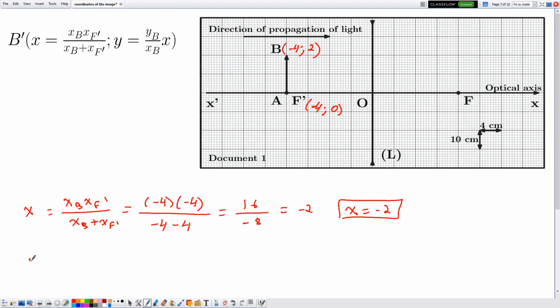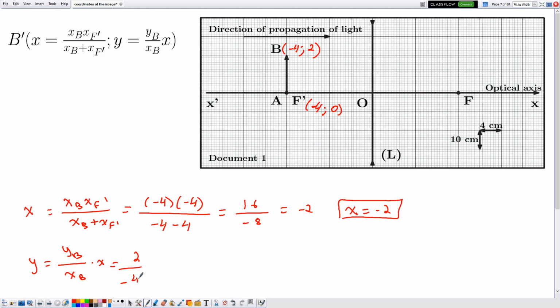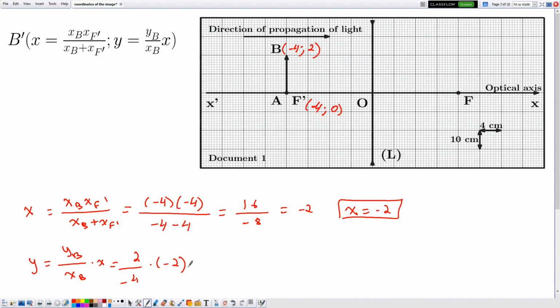Now the value of y, which is given by yB divided by xB multiplied by x, so the value of yB in this case is 2, and the value of xB is minus 4, multiplied by x, which we have already calculated, which is minus 2. So 2 multiplied by minus 2 will give us minus 4 divided by minus 4, this will give us plus 1, so y is equal to plus 1. So the coordinates of the point B prime is given by minus 2 and 1.